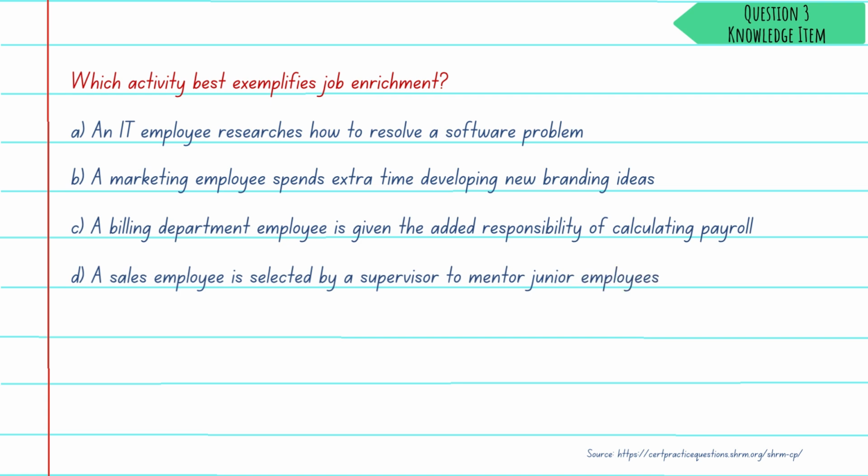Selecting a sales employee to mentor junior employees is an example of job enrichment because it gives the employee the opportunity to learn new skills that will provide a deeper purpose or meaning in the job. It is a vertical expansion of a job.